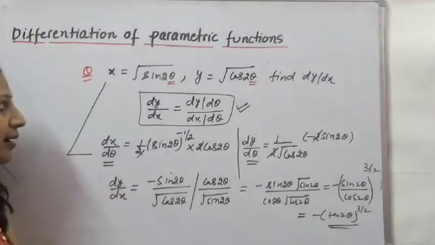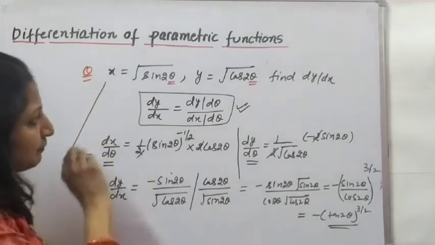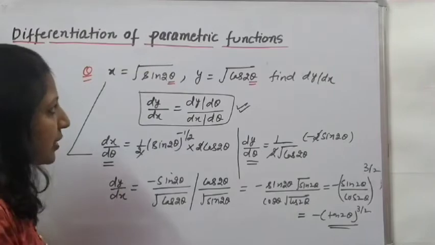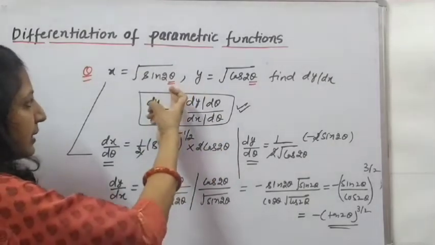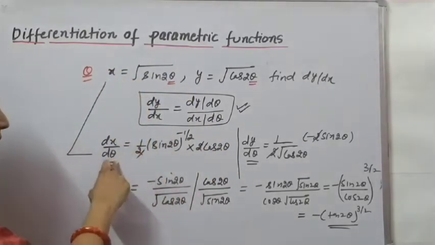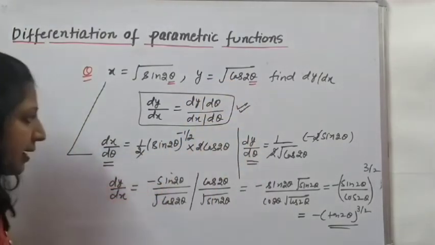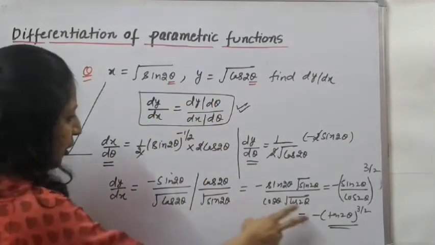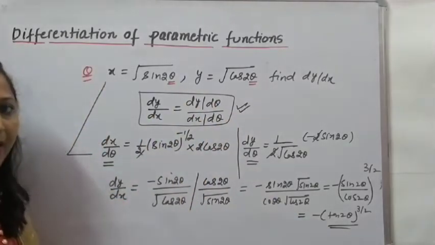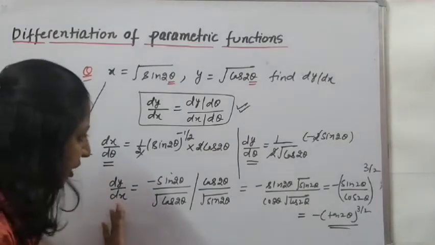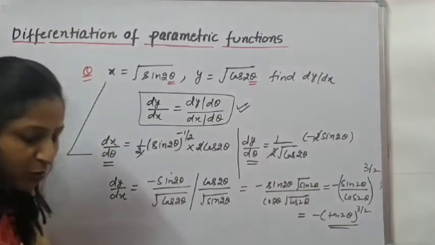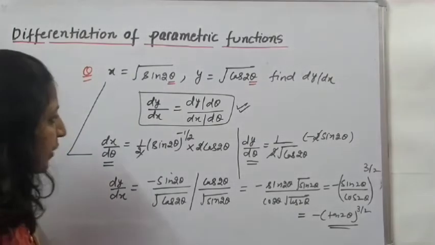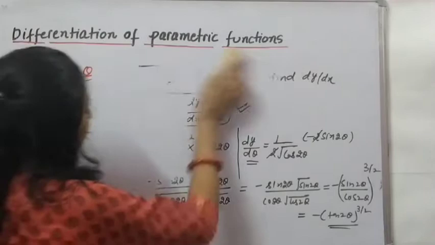Students, it is very simple, the same procedure. Here both x and y are functions of a third variable, that is theta. So first of all, we will find dx by d theta, then dy by d theta, and then put the values in this formula, and after solving we will get our required value, that is the derivative of y with respect to x, dy by dx is equal to minus tangent 2 theta whole raised to power 3 by 2, right students? Okay, now come to our next question.